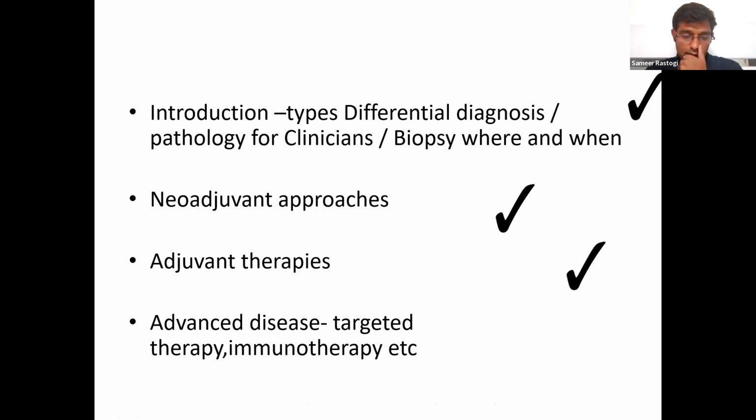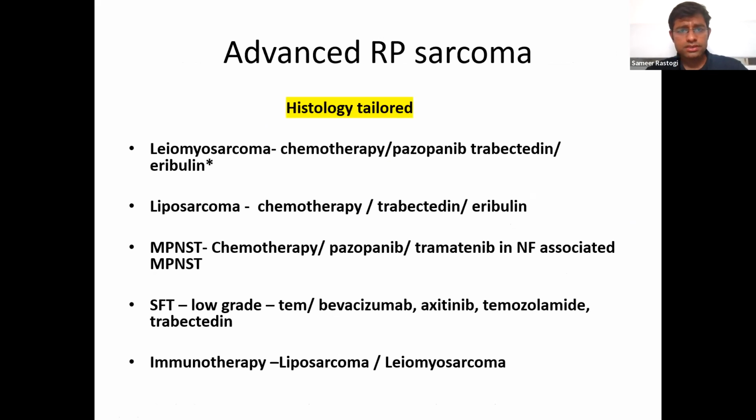So here I covered adjuvant therapies for which the evidence as such is not there. Guidelines strongly refuse them, but we can still make decisions on a patient-to-patient basis. What about advanced disease? This is the histology-tailored approach in retroperitoneal sarcomas.